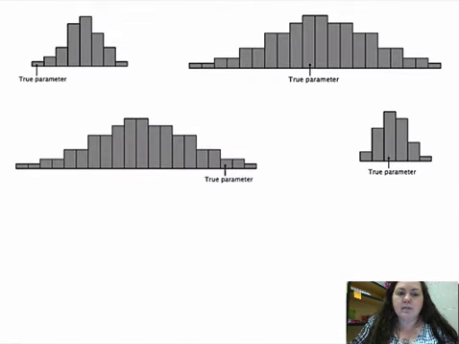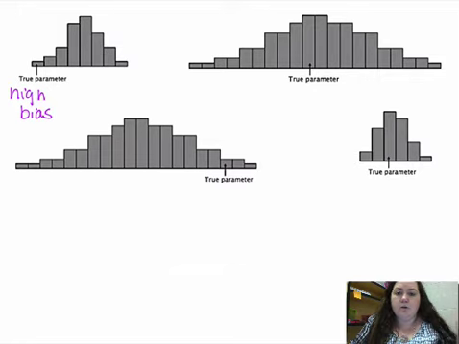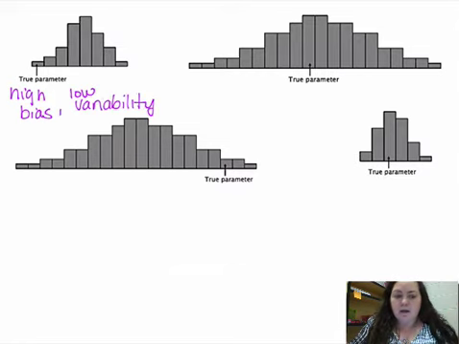All right, so let's look at these. You can see the arrow pointing to where the true parameter is, so the actual population mean. And then you can see the histogram of all the different samples. The histogram, all the bars are different samples. Okay, so in this one, I have a high bias because my actual true parameter is very far to the left. And I have a low variability. It's not that spread.